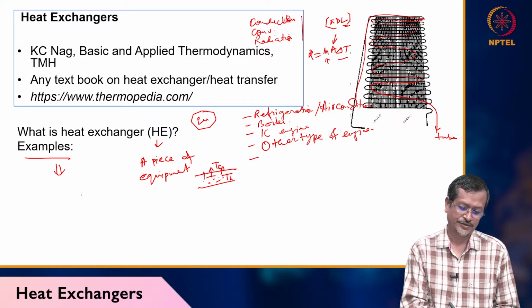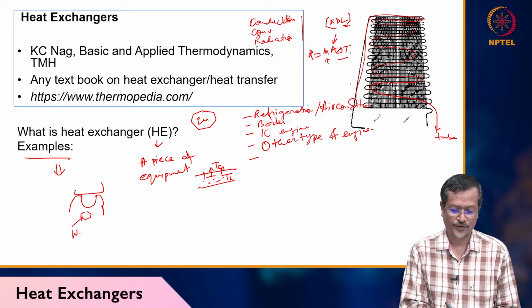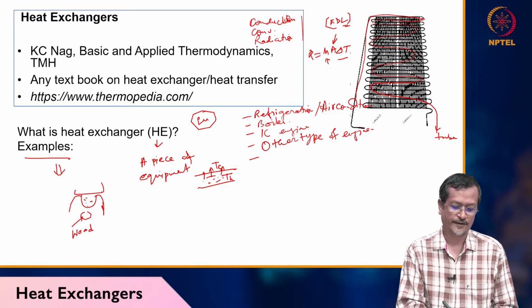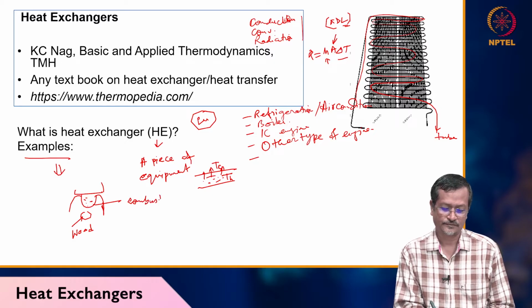In the previous lecture I gave one example of the chula, that Indian households use, right? Fuel or wood or coal will be given, and burning or combustion will be happening. So there will be combustion, or a chemical reaction.